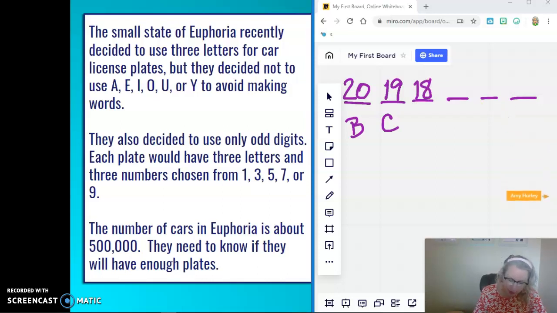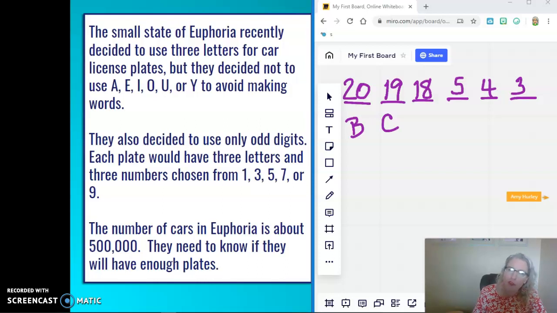We're going to treat the digits the same way. We have 5 to choose from for the 4th character, but we only have 4 to choose from for the 5th character, and we only have 3 to choose from for the 6th character. So again, we could just straight multiply 20 times 19 times 18 times 5 times 4 times 3, and that will give you the correct answer. That will tell you the number of license plate combinations there are in this case.